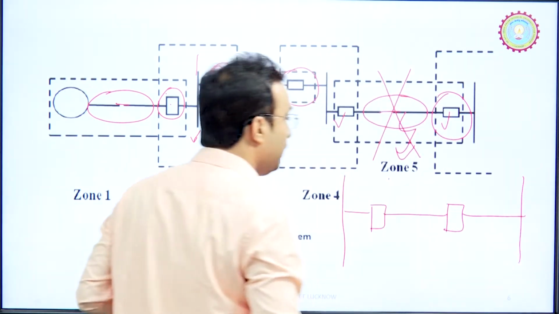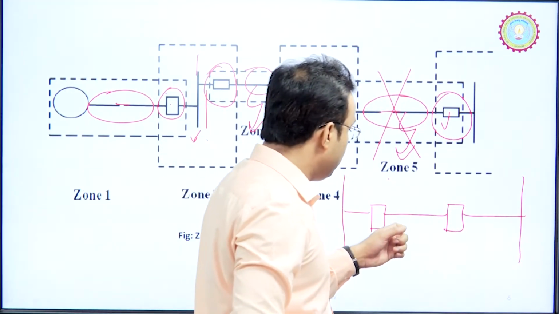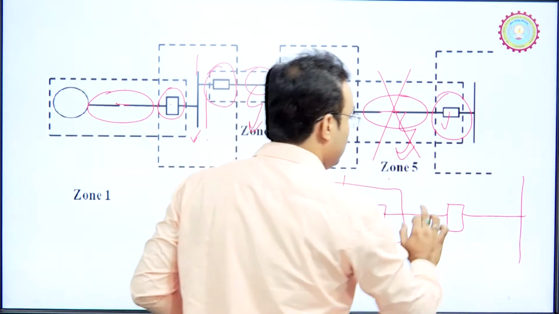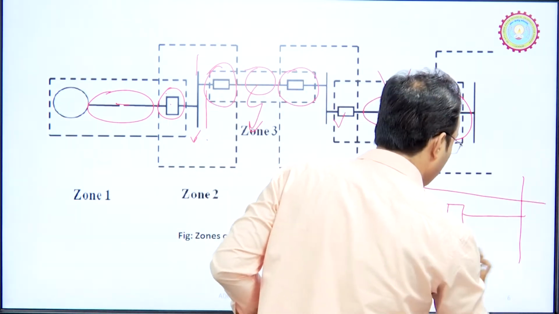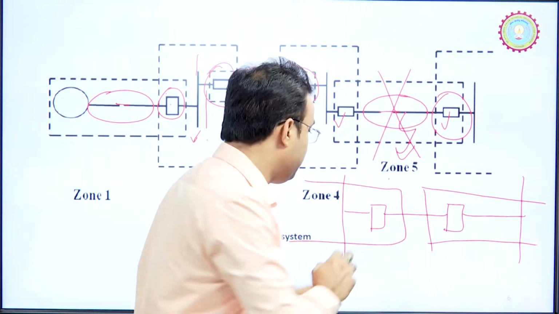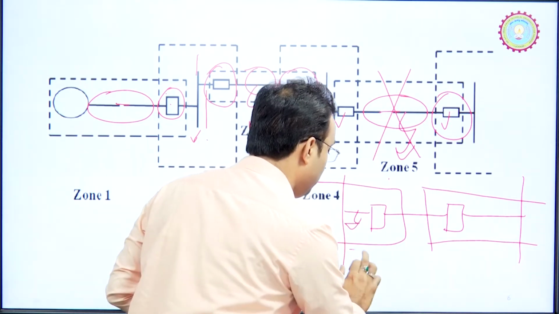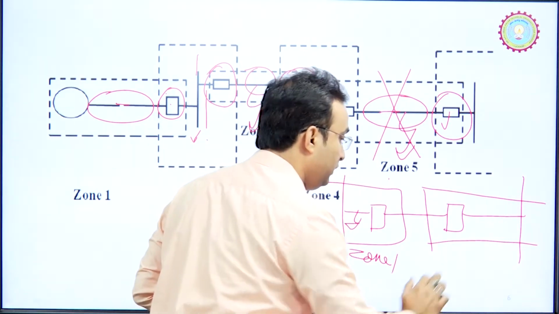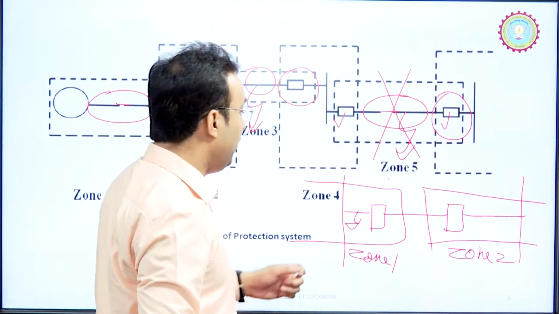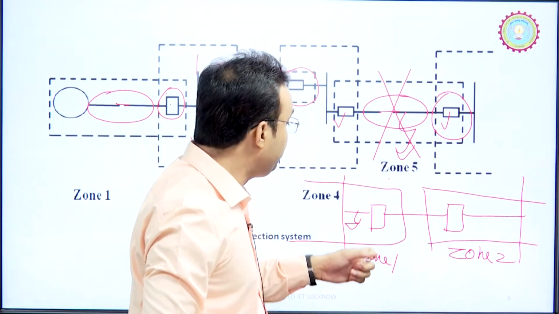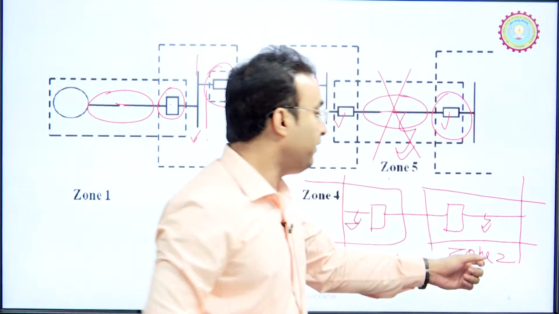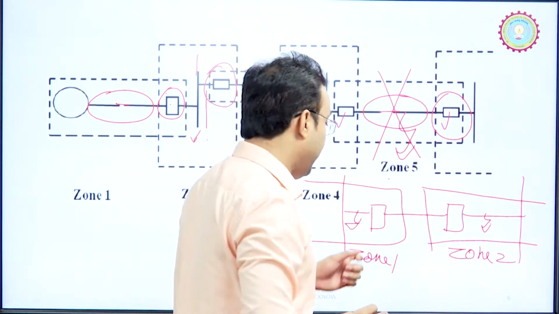Suppose now this circuit breaker has such types of zones, zone 1 and zone 2. Suppose a fault occurs between this point, so that is zone 1 and that is zone 2. If a fault occurs at that point, it will be covered by zone 1. If a fault occurs at that point, it will be covered by zone 2, and this will be covered by zone 1.